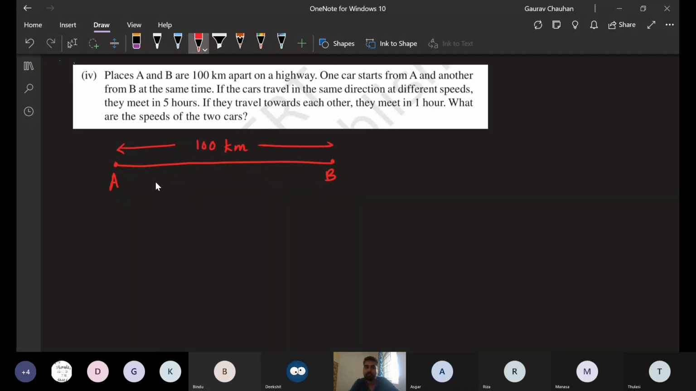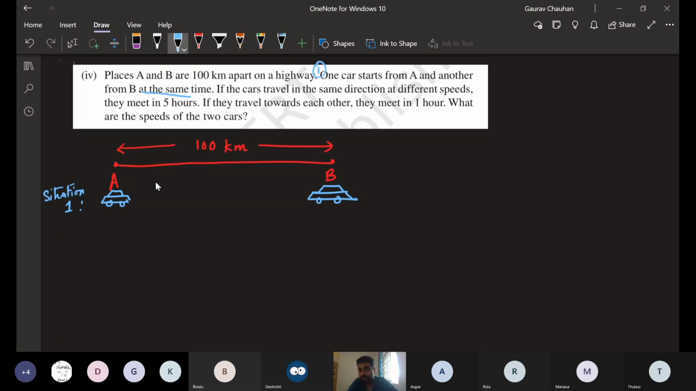All right, I'm going to explain this question to you guys. Now what they're saying, first sentence, is that one car starts from A and another car starts from B. Let it be car 1, car 2. Car 1 starts from A. Car 2 starts from B. This is situation 1. Let this be situation 1.